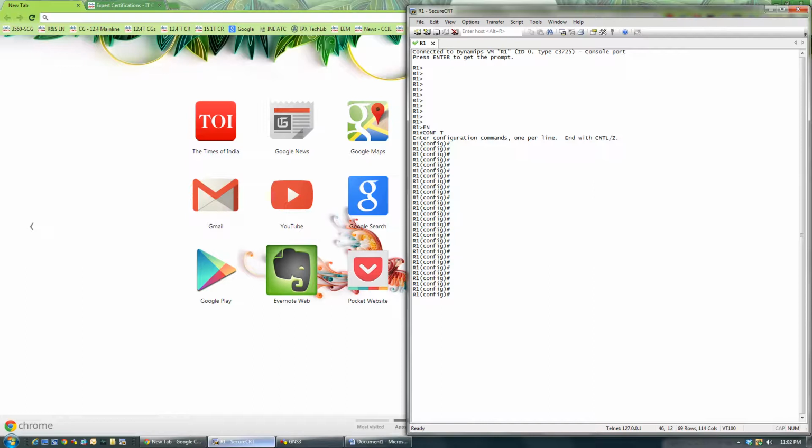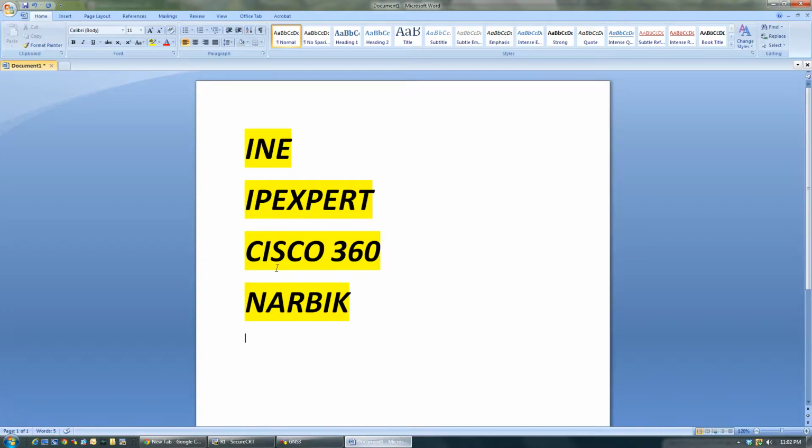Now let me give you an example. First of all, see this. So we have four vendors: INE, IP Expert, Cisco 360, Narvik. Some people would be comfortable with INE, somebody comfortable with IP Expert, others with Narvik and 360. I believe Narvik and 360 are the same. Now, stick to just one workbook, right? The reason why people jump from one workbook to another, trying to see if they missed out on something, is because they only study the workbook-specific topics.